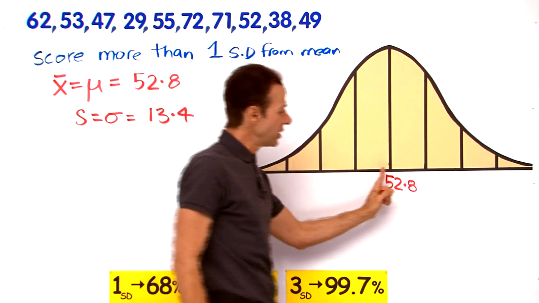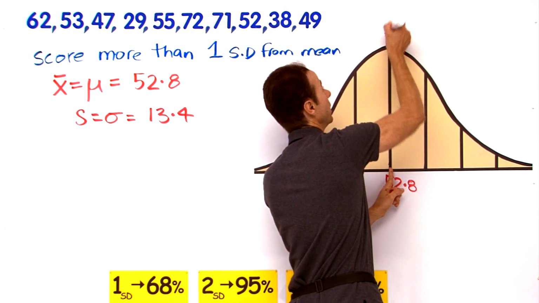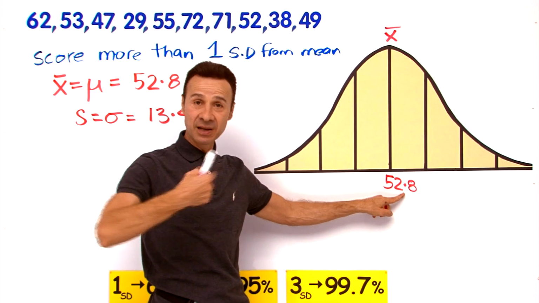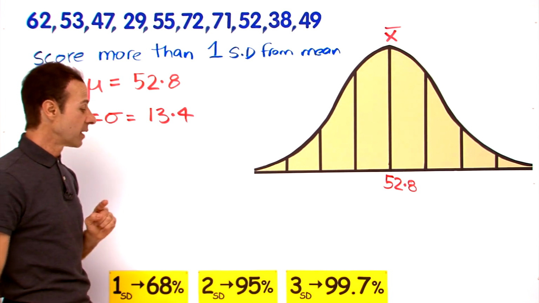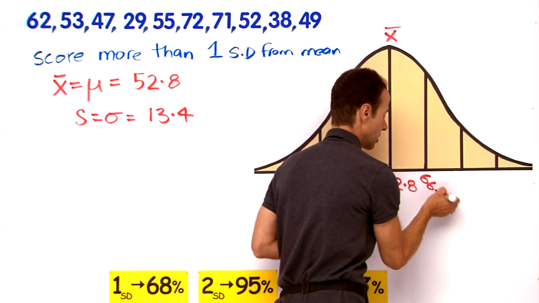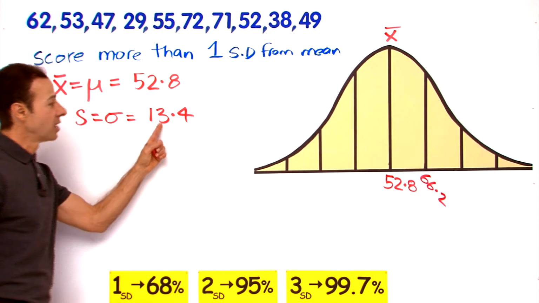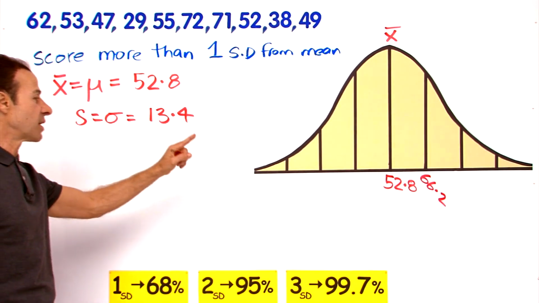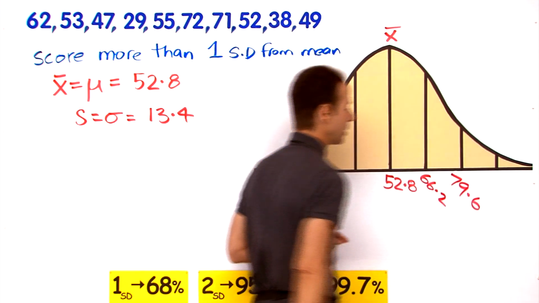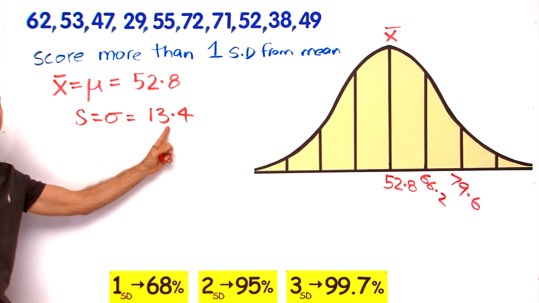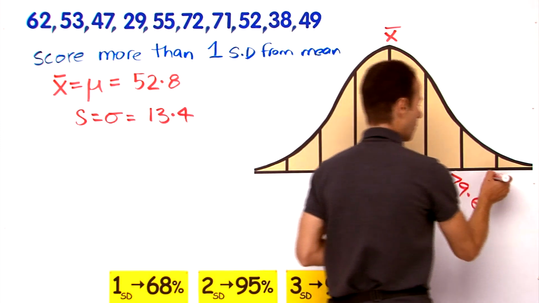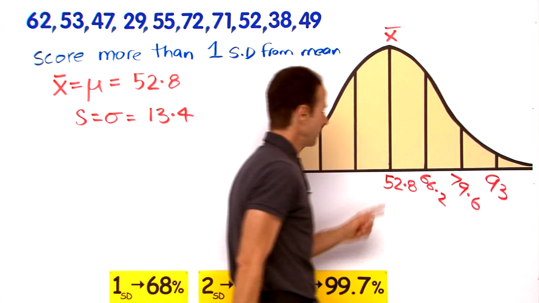Let's add now. Here's the mean right there, central middle. Let's add 13.4. So 52.8 plus 13.4 gives us 66.2. Okay, 66.2 plus 13.4, that's going to give us 79.6. 79.6 plus another 13.4, that's going to give us a value of 93.